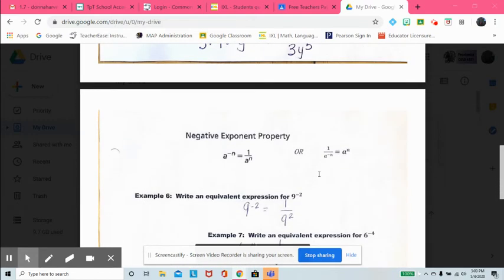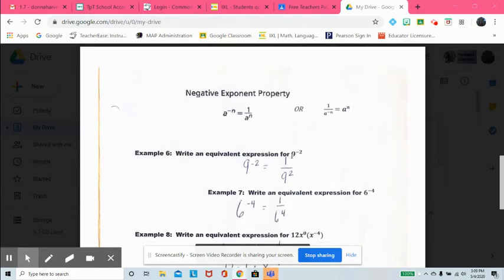All right, and then here comes our last rule, guys, and this is the negative exponent rule. So it means when you have any negative exponent, you are going to put it to the bottom. So for example, a to the negative n is equal to 1 over a to the n. Or just the other way around. If you have 1 over a to the negative n, it's equal to a to the n.